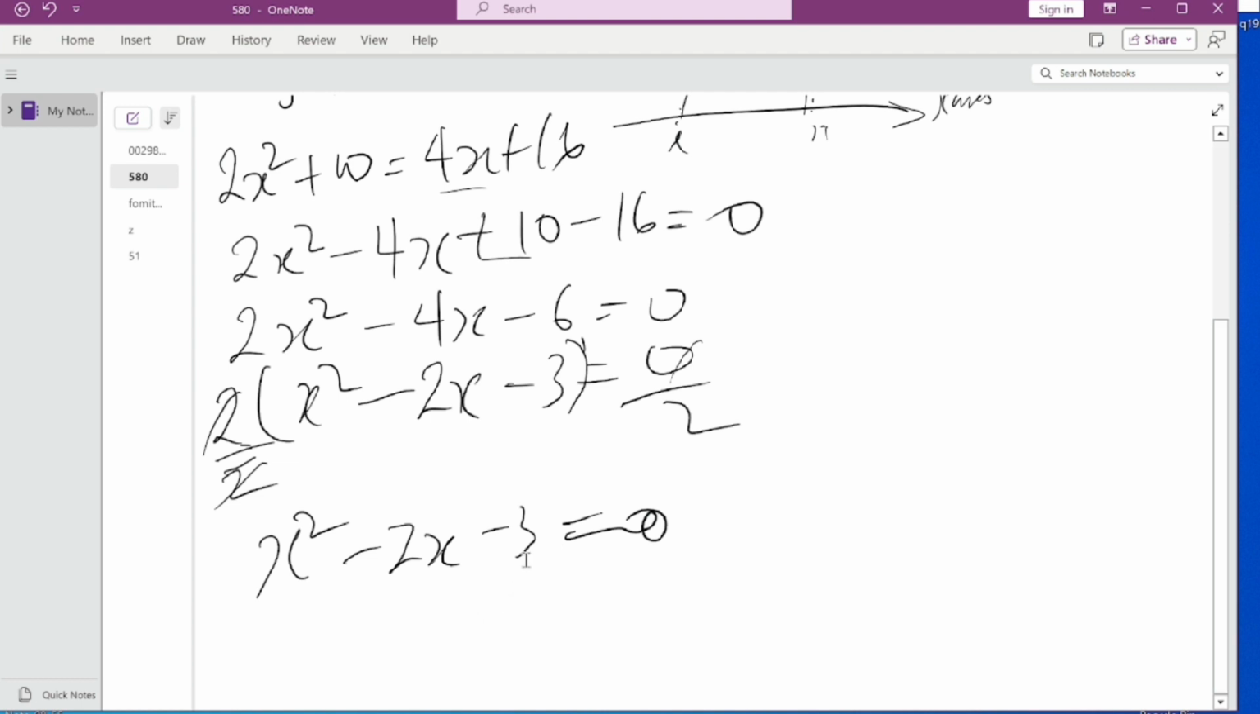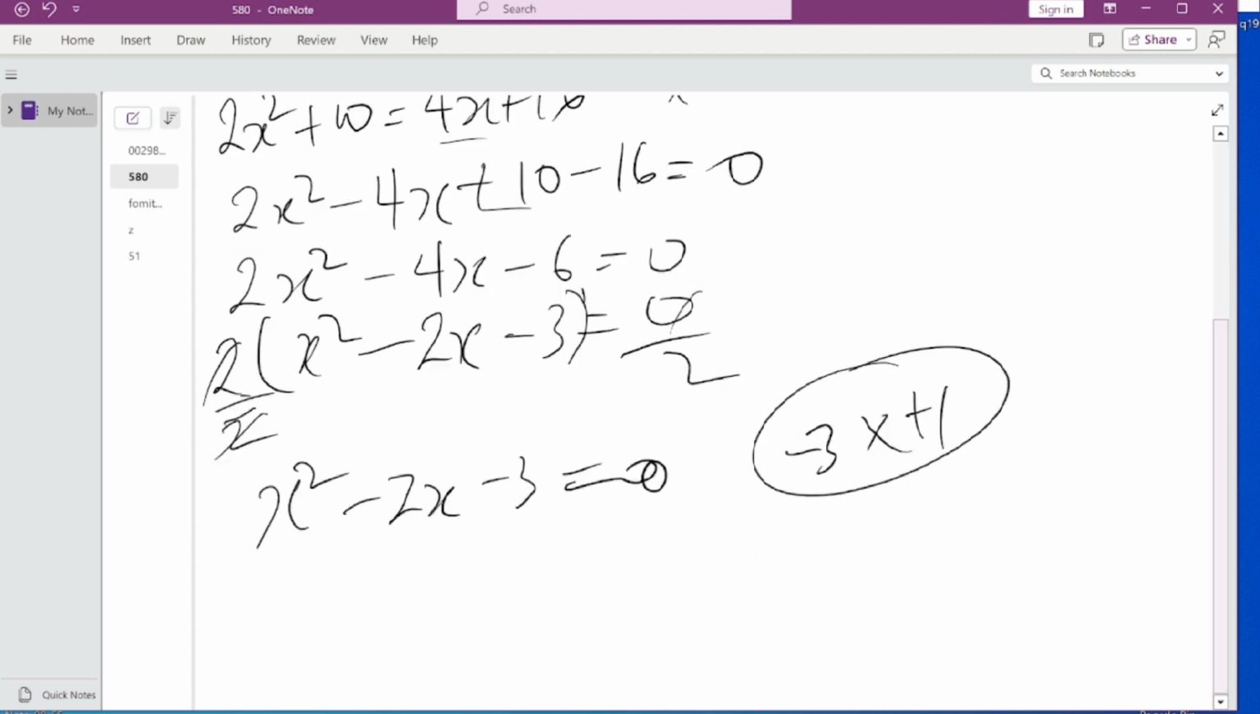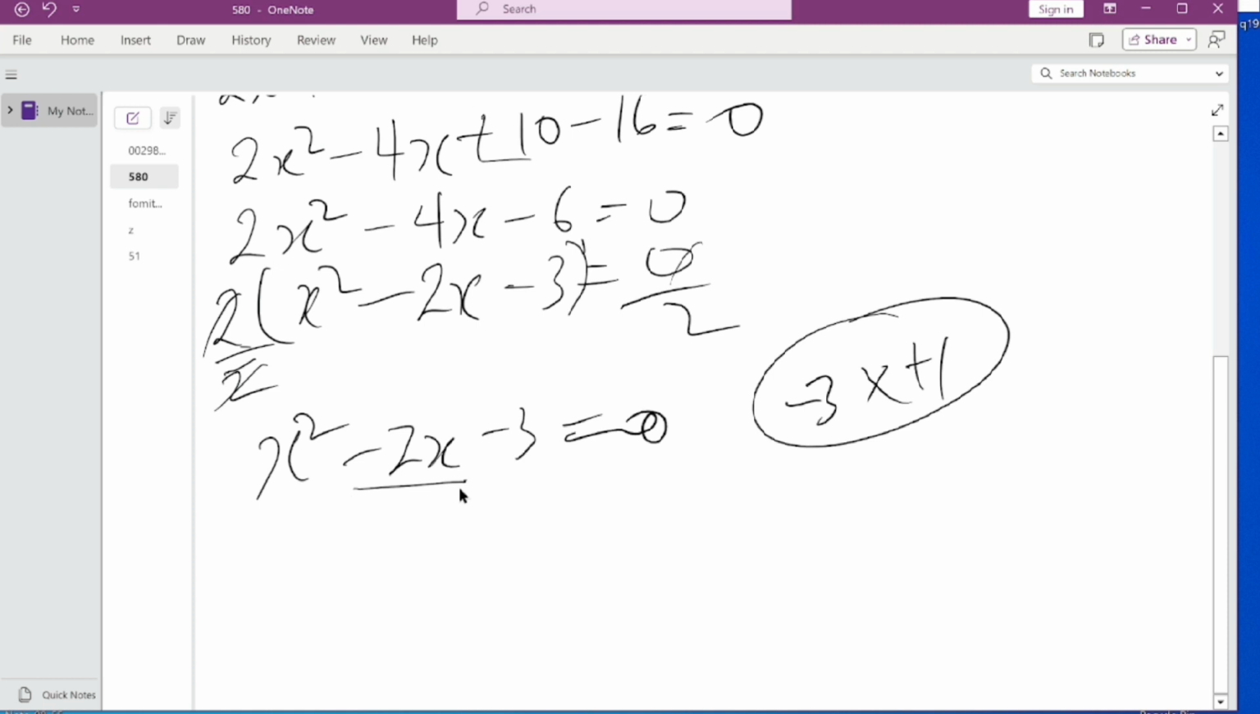Now we'll factorize. We look for two numbers that give minus 3 when you multiply them, yet when we add them, we get minus 2. So 3 times 1 will give us 3. Since we have minus 2 when we add them, that means the bigger number should get the negative. So minus 3 and plus 1 are the two values. We replace minus 2x with minus 3x and plus 1x. We can have x squared plus x, that's 1x, minus 3x minus 3 equals 0.